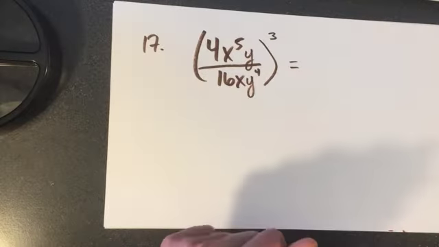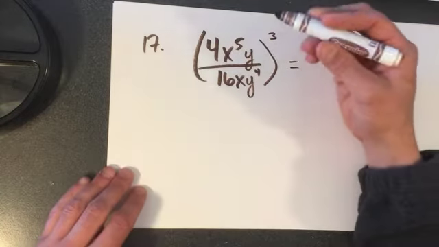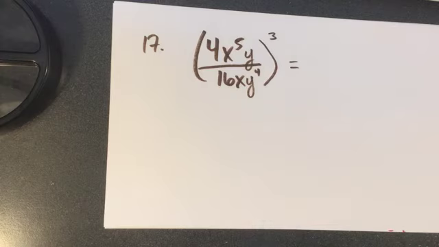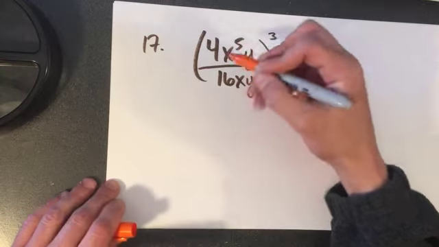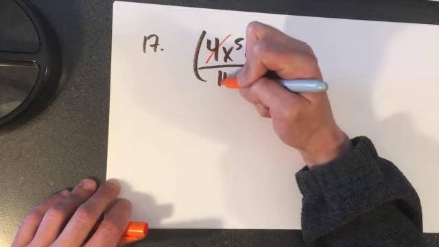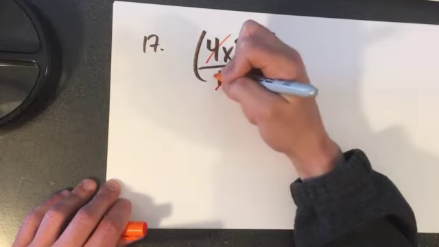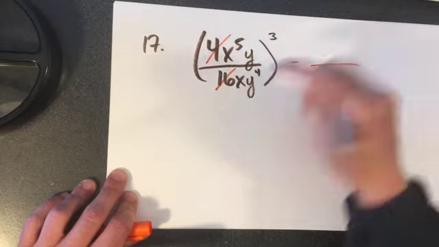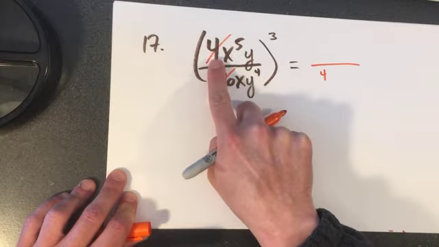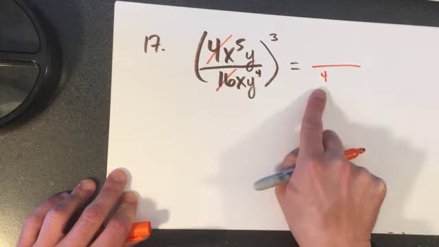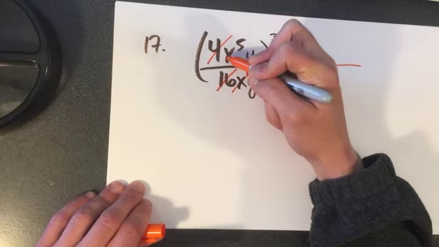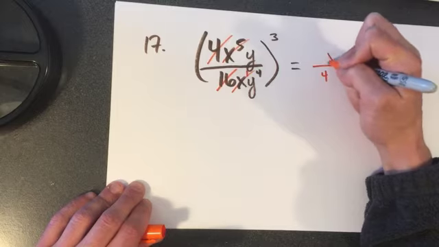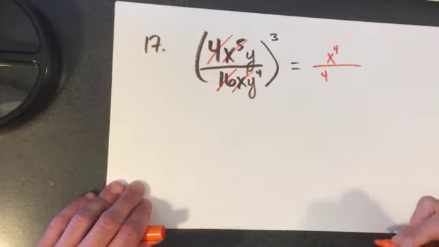Well, I have the answer on the worksheet I gave you, so I don't need to worry about that. But let's see what I can do. My job is to minimize the work inside. I want to cancel the 4 with the 16, and I just get a 4 on the bottom. This is x to the 1st, so I can cancel it out with x to the 5th, and I just get x to the 4th on top.